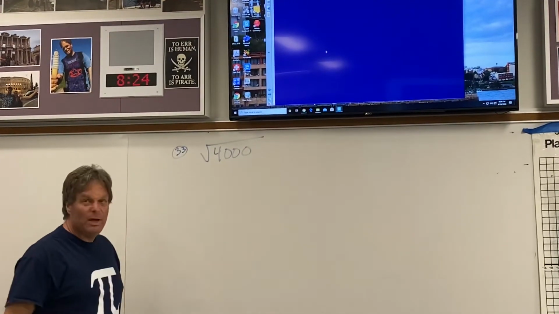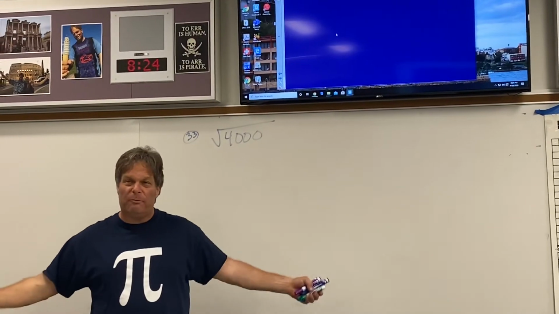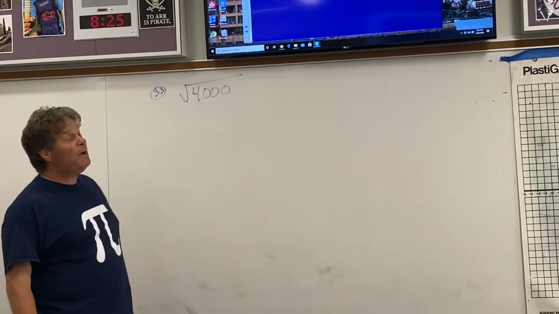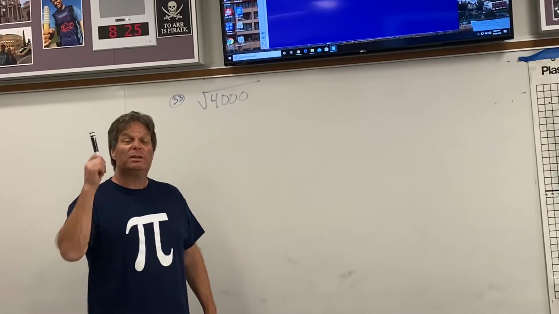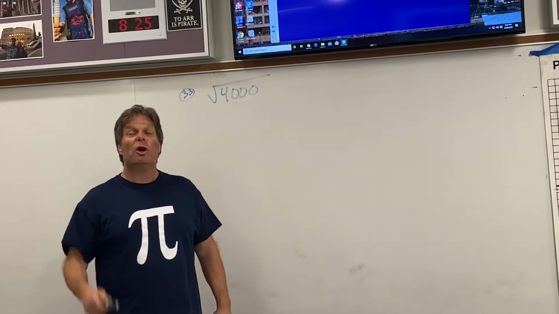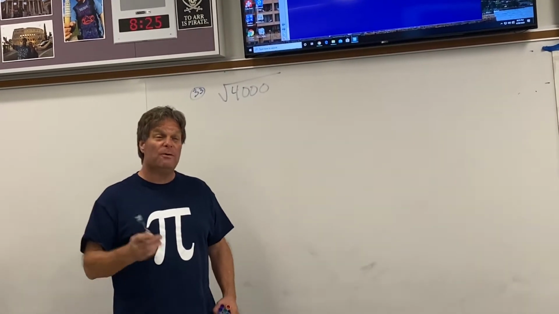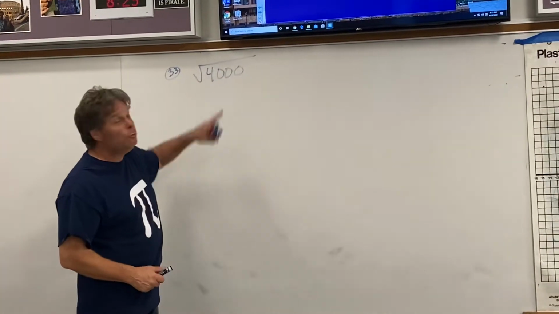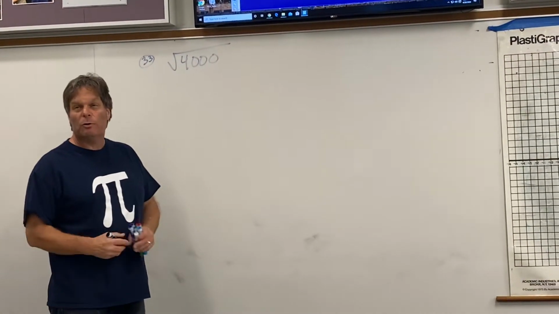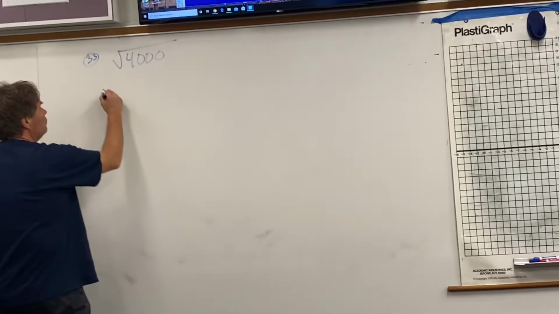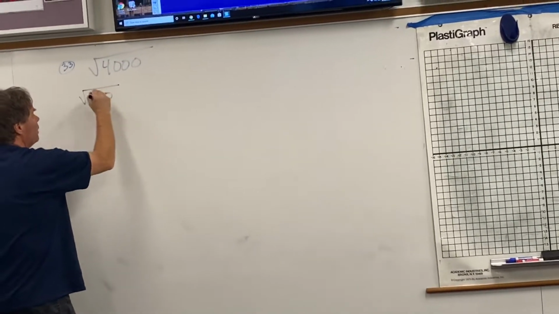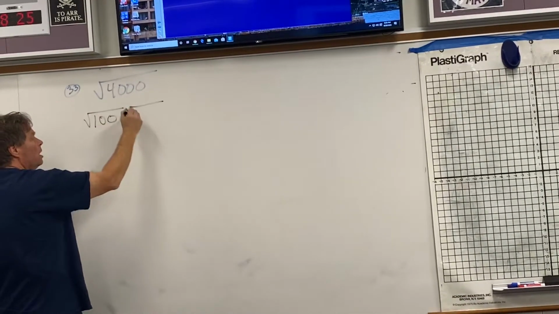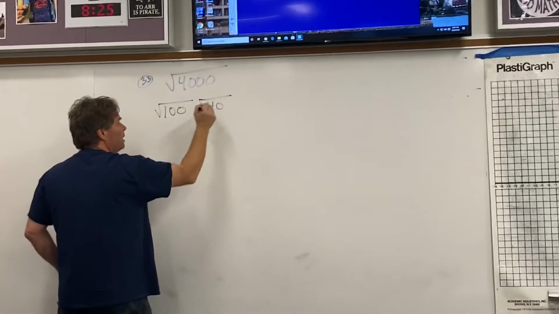I'm looking at this and I'm saying, well, gee, what if I don't know what the biggest perfect square number is in 4,000? Well, you don't have to necessarily start with the biggest perfect square number. You can start with any perfect square number that you can find. For instance, I don't know the biggest perfect square number, but I do know that 100 goes into 4,000. So I'm going to choose 100 to be my perfect square number, right? So I'm going to make it root pretty. Pretty is going to be 100. Ugly is going to be 40 because it's 100 times 40.